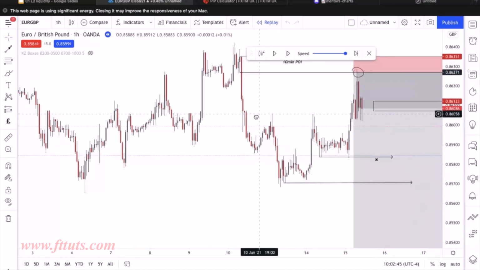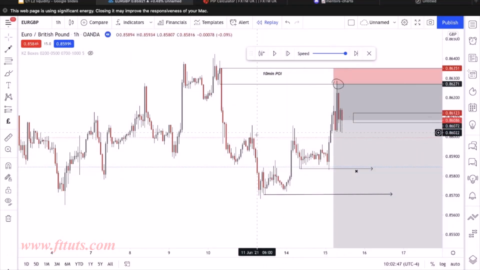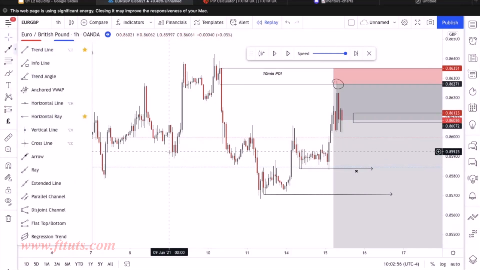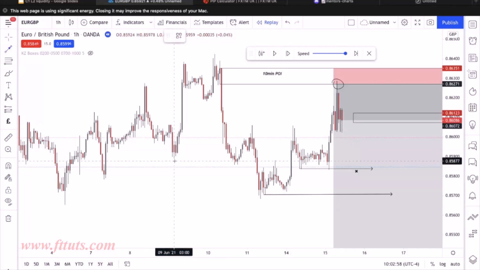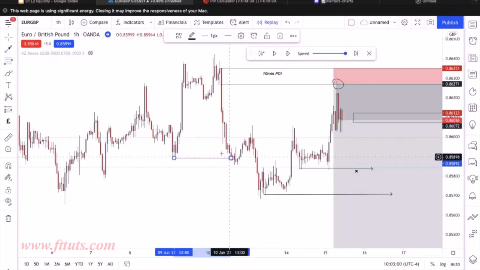All right, there we go. So, why did I take this trade? First of all, we got that break of structure, right? It broke structure. Price was creating higher lows, and then boom, we got that break of structure at this point over here, right? That was my first confidence.